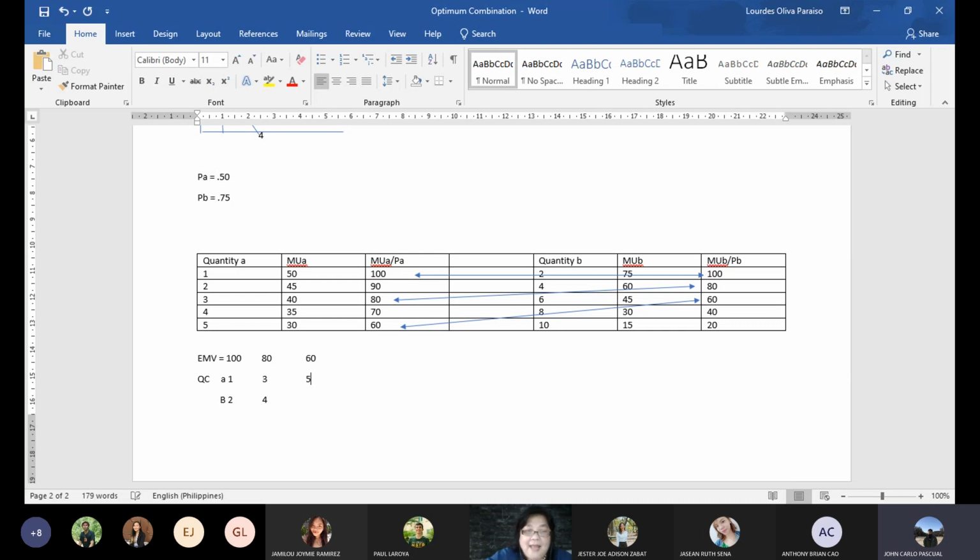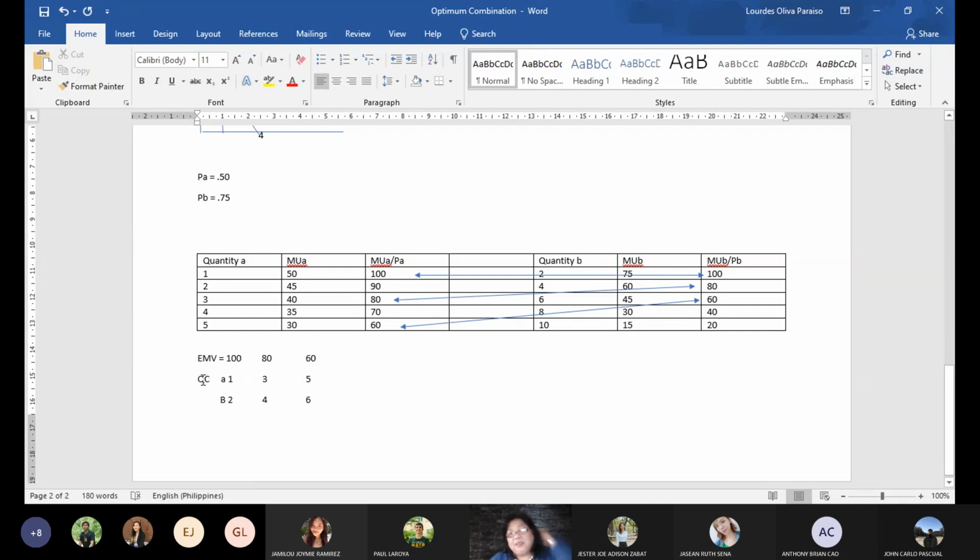5. Correct? Yes, po. And what is your quantity for good B? 8. Correct? 6, po, ma'am. 6. Which one? 8? Wait. 80. If 84, correct. Then 60, only 6. Okay? So you have 6 here. 6.